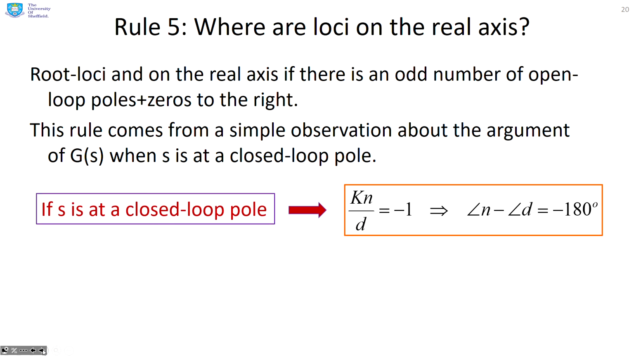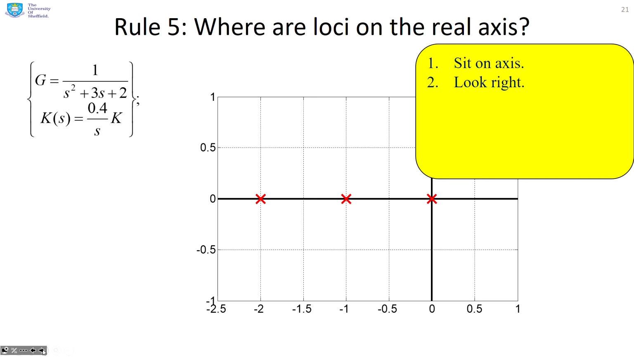Basically, it comes from this argument rule. I'm not going to dwell on that. That is a closed loop pole if the argument of kn/d is -180. And let's show you how you do it in practice. So here I've marked all of the poles and zeros with crosses. There's only poles in this case.